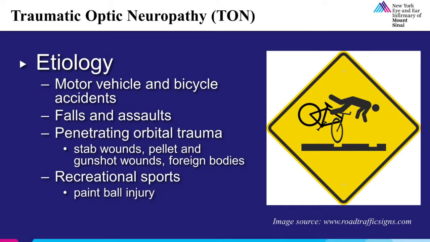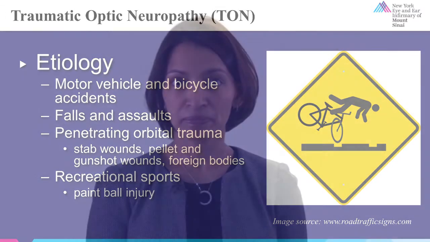Regarding the etiology of traumatic optic neuropathy, the majority of cases result from motor vehicle or bicycle accidents, followed by falls and assaults. Penetrating orbital trauma may also cause traumatic optic neuropathy, whether it be a stab wound, a pellet or gunshot wound, or other type of foreign body. Finally, recreational sports such as paintball or bungee cord injury may result in traumatic optic neuropathy.